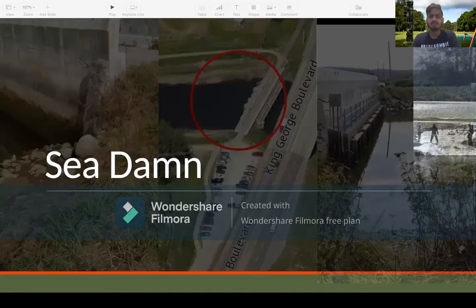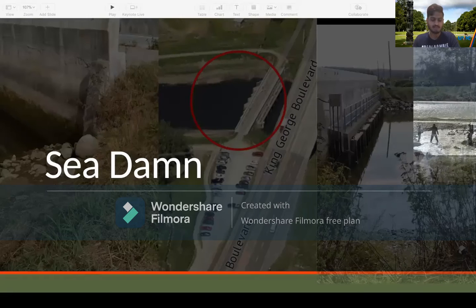The dam is located underneath King George Boulevard. The gates close according to gravity as tides rise to prevent the entrance of salt water, and then as tides lower, the gates open.